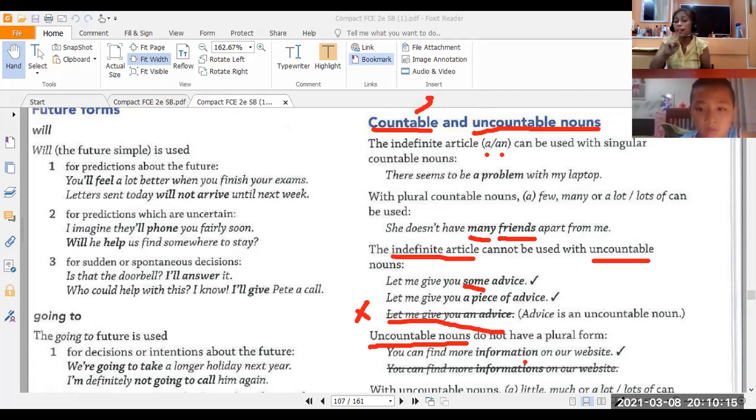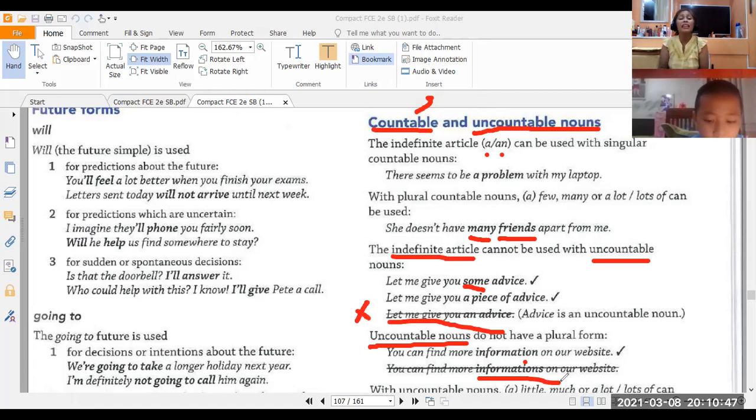You will not say, "You can find more informations." No, because uncountable nouns don't have S. Do not put S on uncountable nouns, especially abstract ones like sadness, happiness. You will not say sadnesses, happinesses. No, it's wrong. Informations, advices, no.